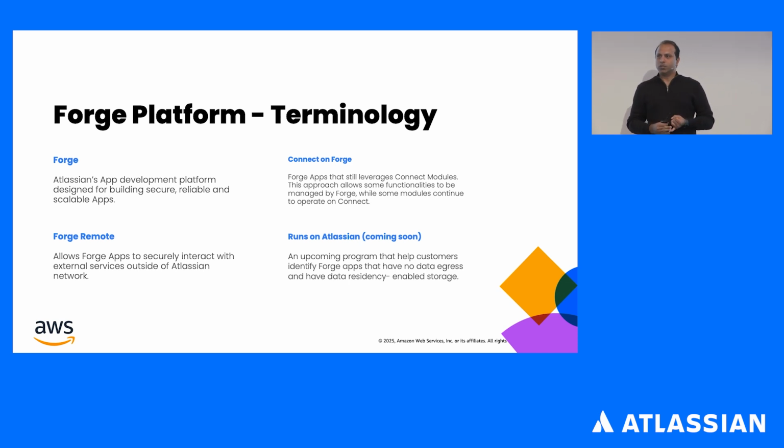Then we have Connect on Forge, which is probably your entry point on Forge. You will continue to have your Connect apps running on your own infrastructure while you start leveraging Forge modules as you go. We have Forge Remote, which allows your Forge apps to securely interact with external services. And lastly, we have Runs on Atlassian. This is the North Star that everyone should be aiming for, because this will help Atlassian customers identify and trust apps that are completely built and run on Atlassian, which means no data egress at all.